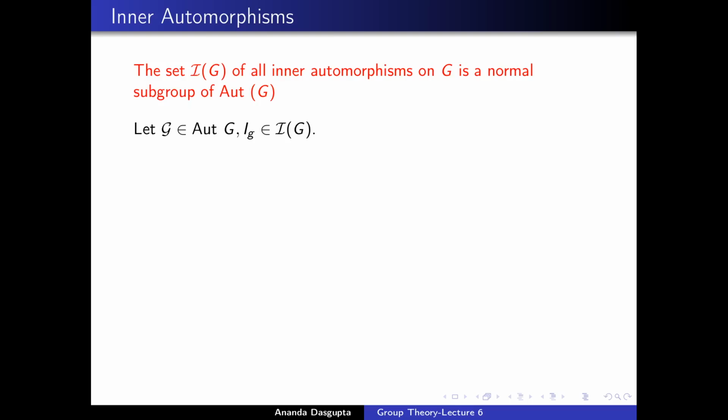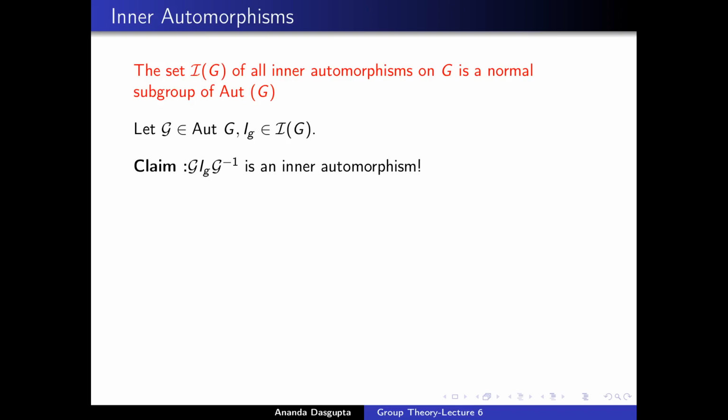And let's try to see whether curly G, I small g, curly G inverse is actually an inner automorphism. Now, if this claim that I have made right now is true, then this automatically shows that curly I of G, the set of all inner automorphisms on G, is invariant under the action of curly G, or invariant under conjugation by curly G. And because this curly G is completely arbitrary, this just goes to show that curly I of G is a normal subgroup or an invariant subgroup of the group curly G. So let us verify this particular claim.